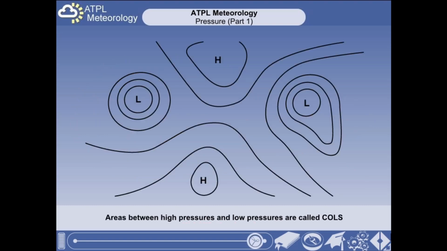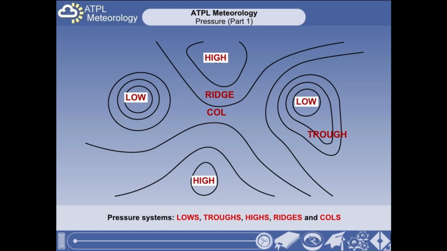Looking at the chart, it is possible to identify areas which are not high or low pressures. These areas are generally found between highs and lows and are called cols. They are synonymous with calm conditions. High pressures, low pressures and cols are dealt with in considerable detail later on.